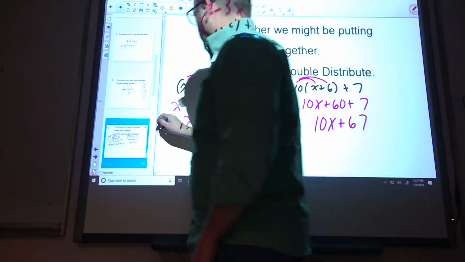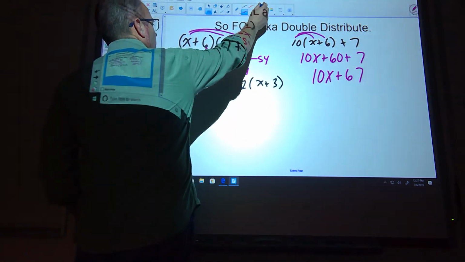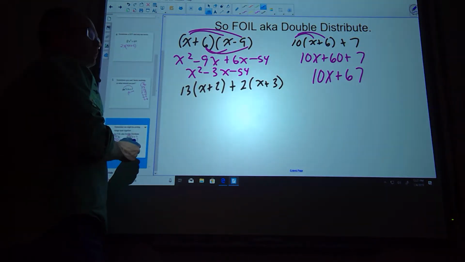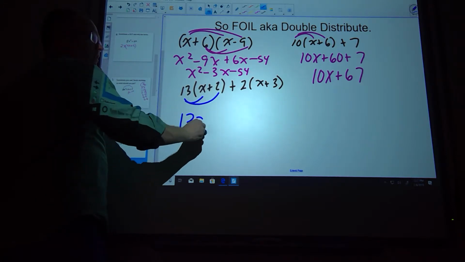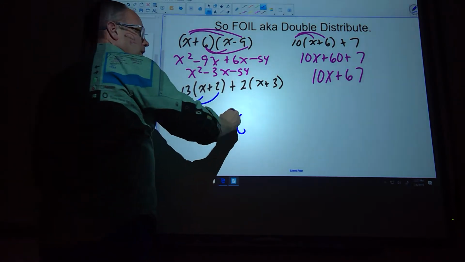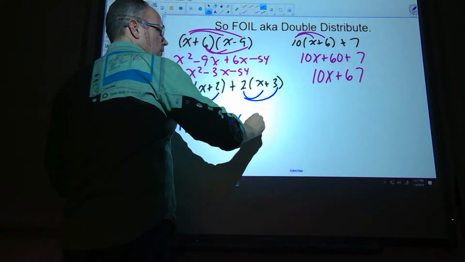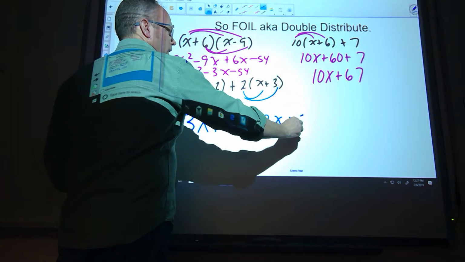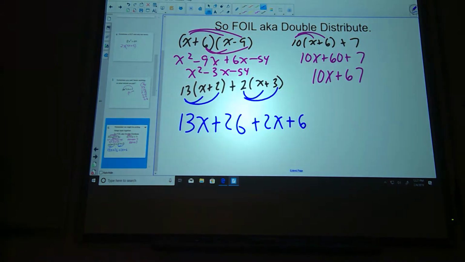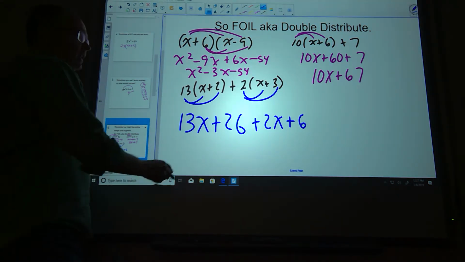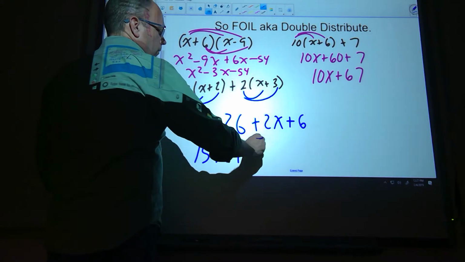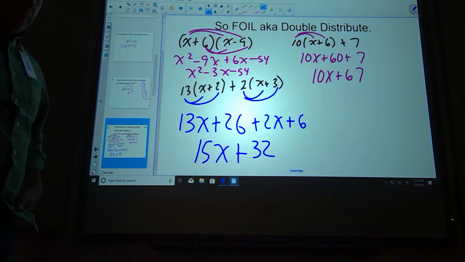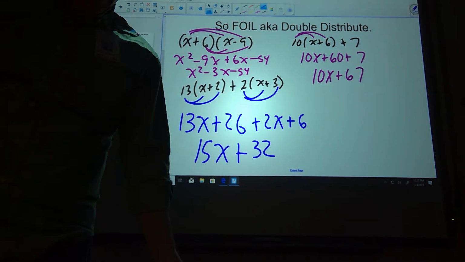What about this last one here? What do you think we should do? 13x. Yeah, distribute 13 here and here. Agree? That's 26. And then distribute 2 here. What should we do at that last part? Put like terms together? Yeah. So 13x and 2x is 15x plus 32. Done. Good?